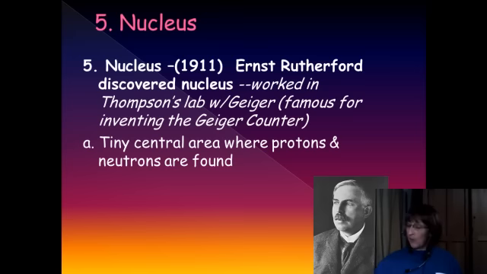Now, number 5, if you find the nucleus on number 5 on your notes, page 2, in 1911, Ernest Rutherford, I just told you about him, discovered the nucleus. He's the one who figured out that those protons are packed inside the nucleus in the atom. He actually worked with J.J. Thomson in his lab, and also another guy that you might have heard of, Geiger. He's the guy that invented the Geiger counter. It's the one that checks to see how much radiation you've been exposed to, which was kind of handy for those guys because they were working with some radioactive materials. Now, the nucleus is a tiny central area where the protons and the neutrons are found.